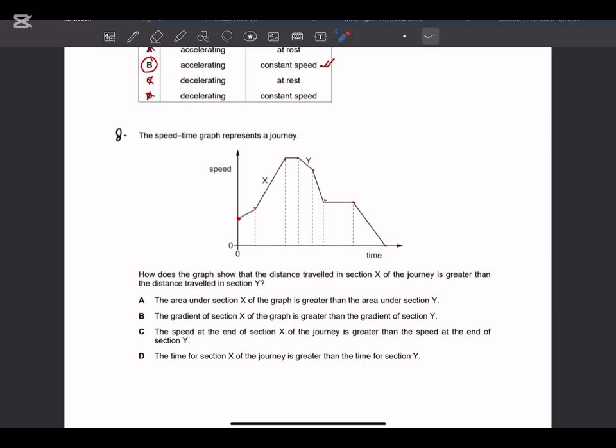So here what we have to consider and recall is that in case of a speed time graph, the area under the curve will give you the distance covered. So what is the first option, or option A? The area under section X of the graph is greater than the area under section Y. So this is actually what they were asking. So simply you can say that the answer is nothing but A.